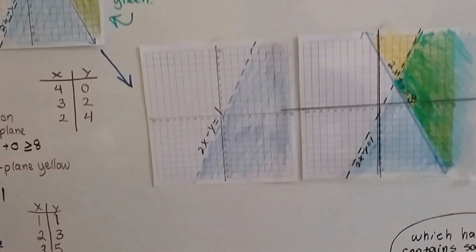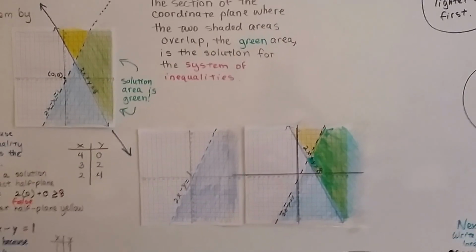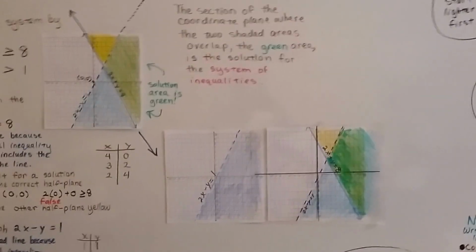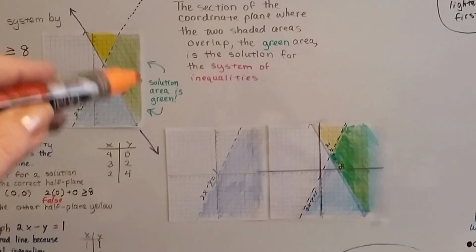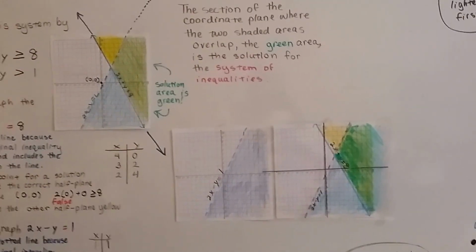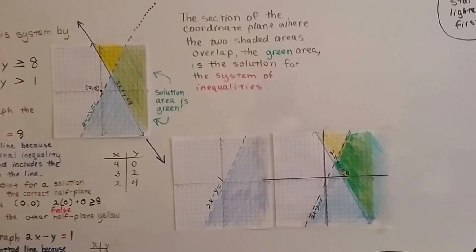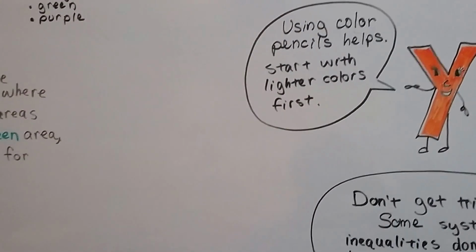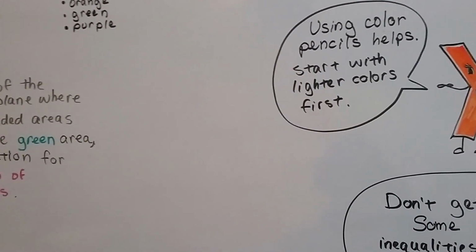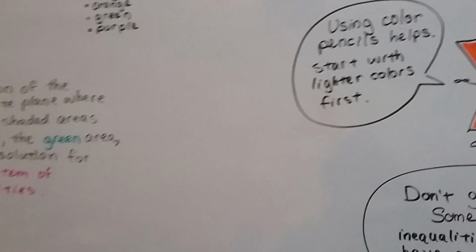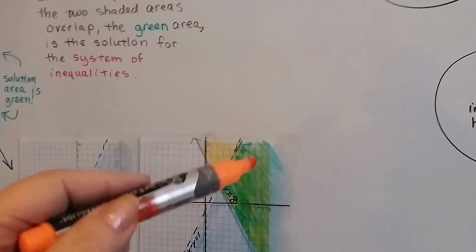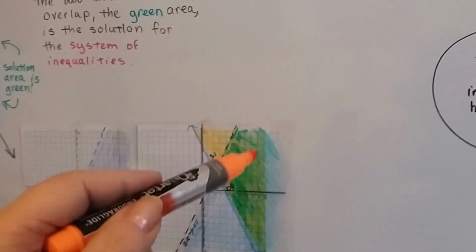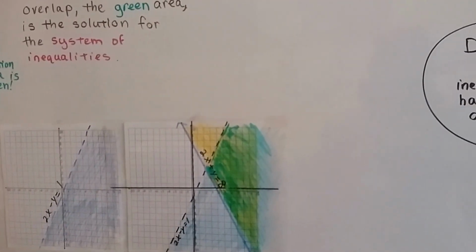Isn't that cool? All right, the section of the coordinate plane where the two shaded areas overlap, the green area, is the solution for the system of inequalities. It's this portion right here, see? That's why yellow and blue make green, see? So using colored pencils can help, but make sure you start with lighter colors first, like yellow and pink and sky blue, because as you're doing this, you want to make a darker one for both. Okay, so if you start with lighter colors, it'll make the solution area the darker color, okay?